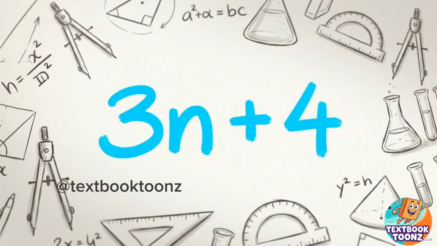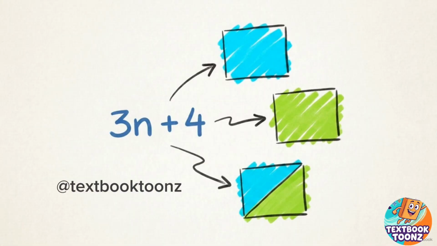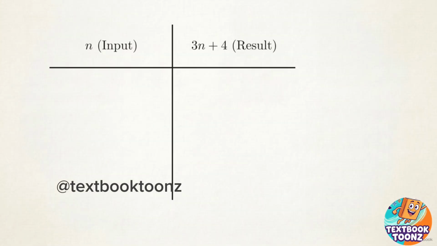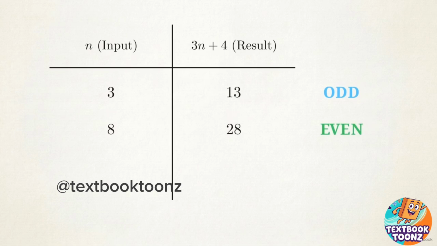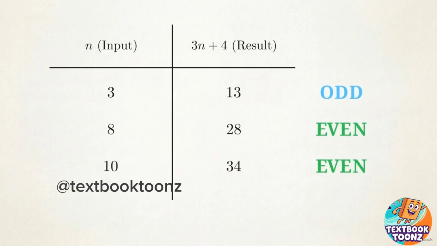Take the expression 3n plus 4. We can determine if this result is always even, always odd, or if it changes based on the input. Let's test it. If n is 3, the result is 13, which is odd. But if n is 8, the result is 28, which is even. When n is 10, the result is 34, even again. The parity of the output shifts depending on the input.